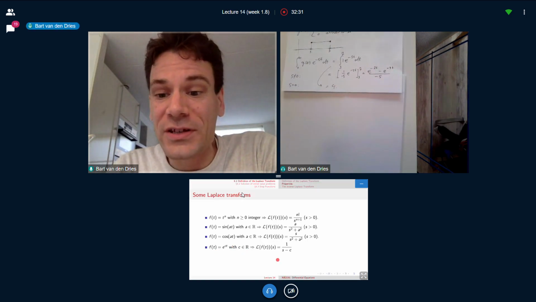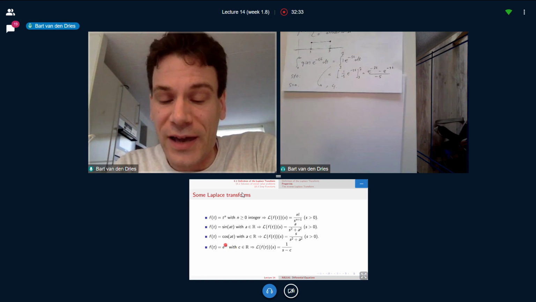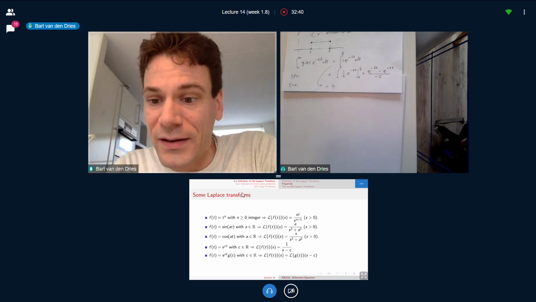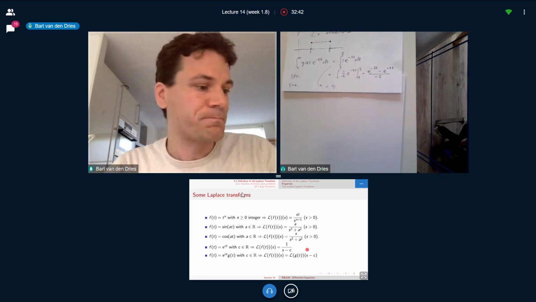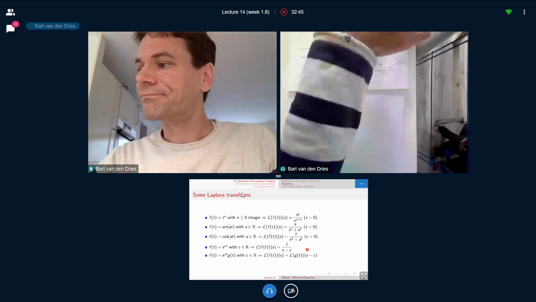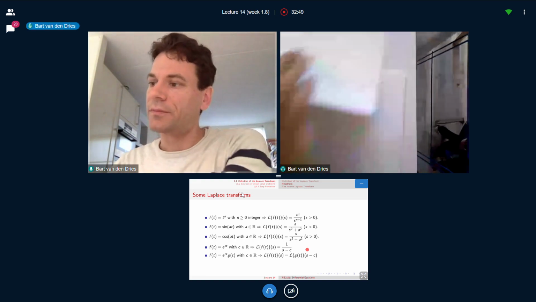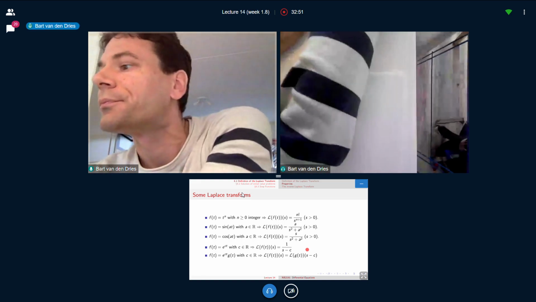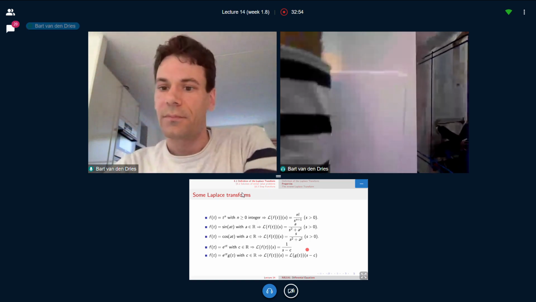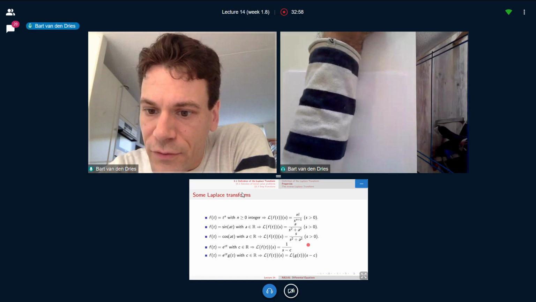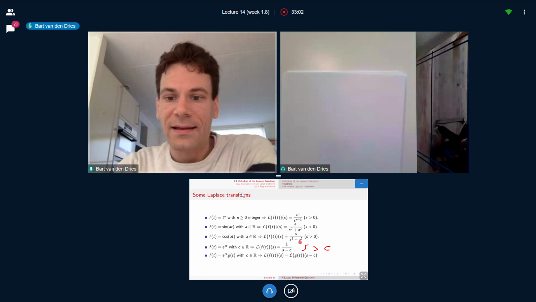For e to the power ct, you get 1 over s minus c. We saw the case with c equal to 5. Oh, I forgot to write the values. This is for s bigger than c. Let me put it here. So in this case, this is for s bigger than c.